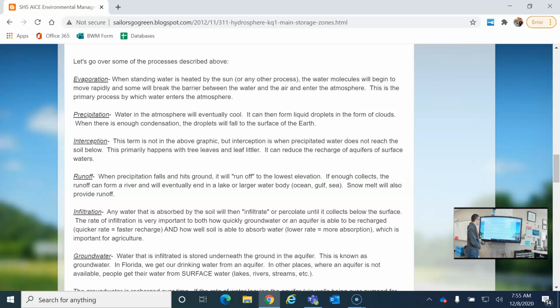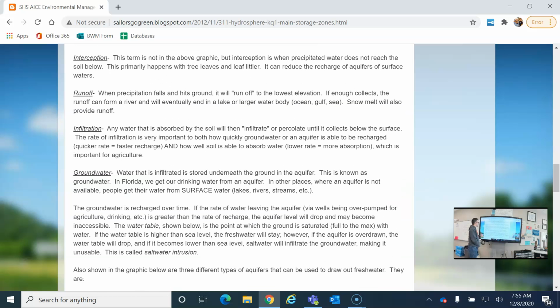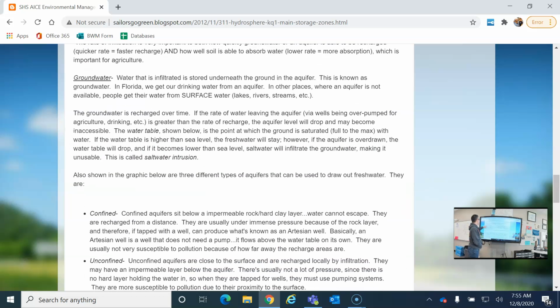Runoff is where precipitation falls and hits the ground and runs off to the lowest elevation. Infiltration is how it gets absorbed by the soil and forms groundwater. All right. So the groundwater is recharged over time. Like I said, the aquifer is the area underground where the water is stored. So it's called groundwater and it resides in the aquifer.